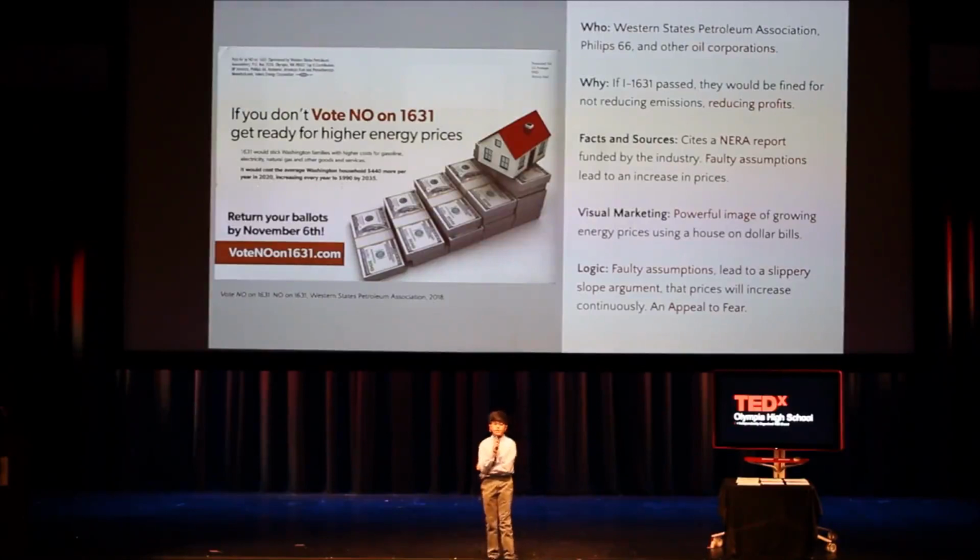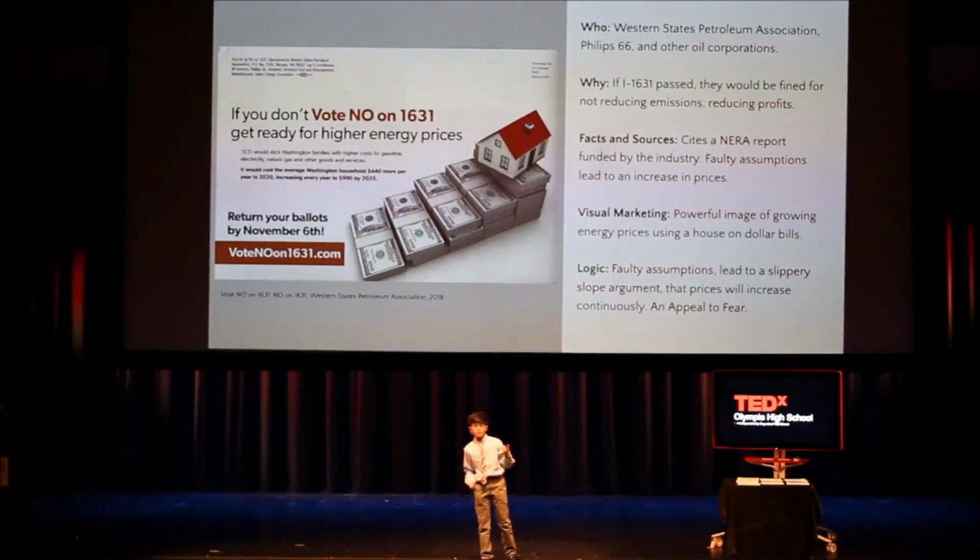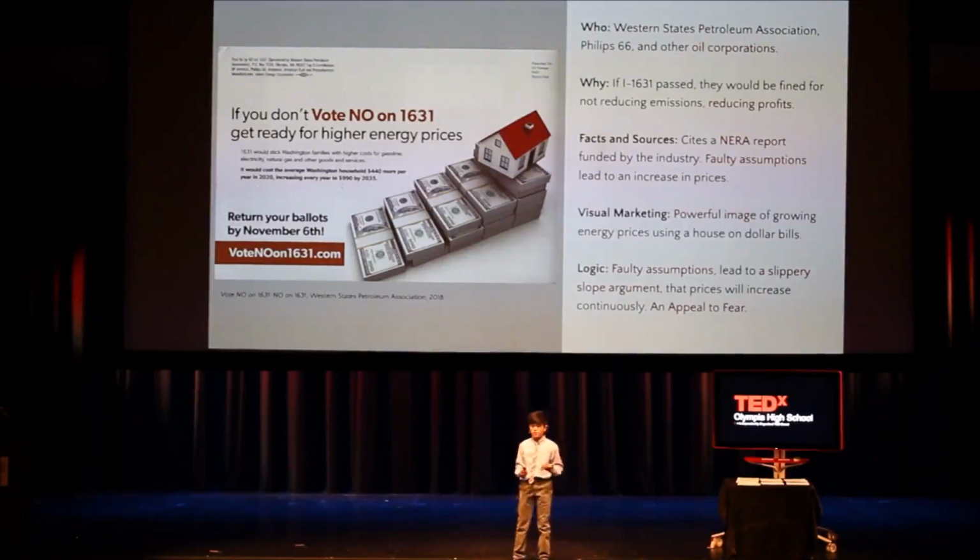But where are they getting this information from? I figured out they used a NARA report that they funded, which made faulty assumptions about the cost of renewables, the price of reducing emissions, and the increasing demand for oil. It comes to the conclusion that oil and gas prices will increase.